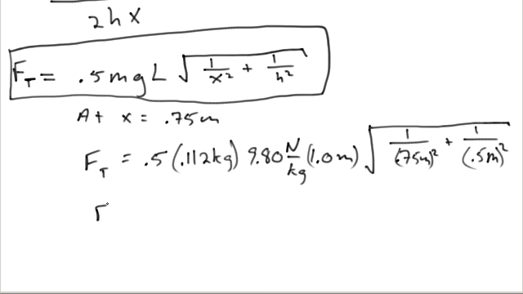So plug that into a calculator and I get 1.31915 newtons. And that's only good to 3 sig figs, so all of that is uncertain. Alrighty.